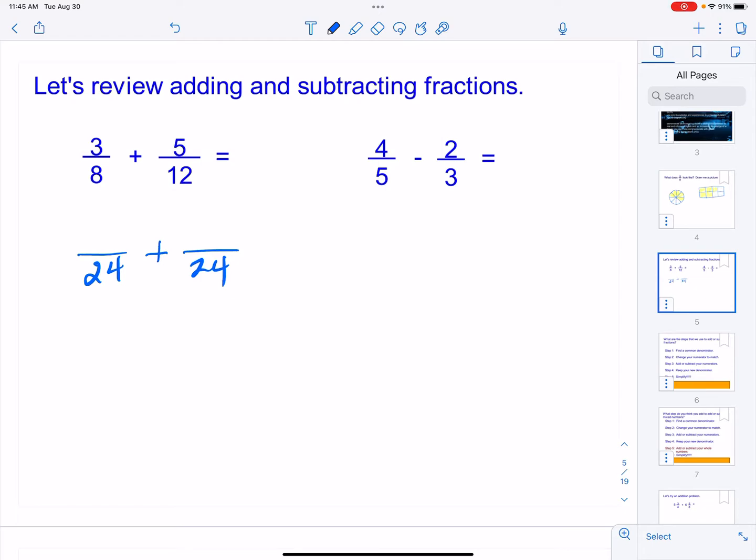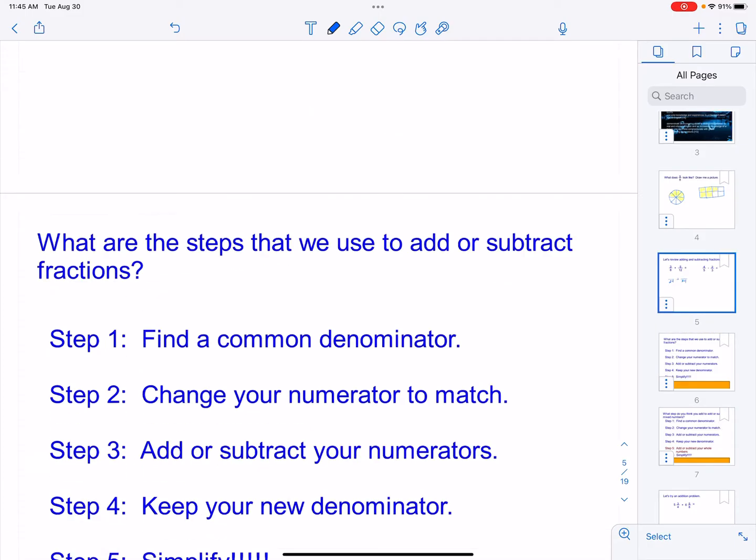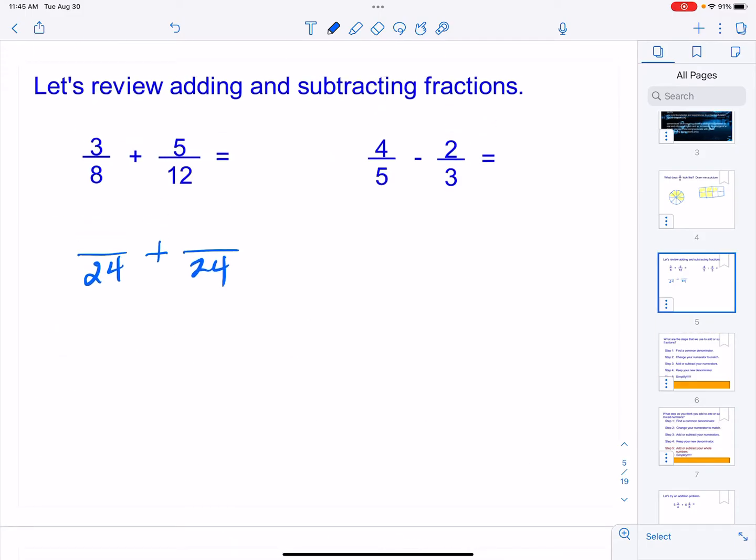So now what we do is we've got to change our numerators. So once we find a common denominator, whatever we did to that bottom number to change it to that new denominator, I got to do the same thing to the numerator. So in this 8, what did I do to that 8 to turn it to a 24? Well, I multiplied it by 3, so I need to multiply this 3 by 3 to get 9. So 3/8 and 9 over 24 are the same exact fraction. They represent the same thing. So then I ask myself the same thing. I asked 12, what did I multiply it by in order to get 24? Times 2. So I do the same thing to the 5 to get 10.